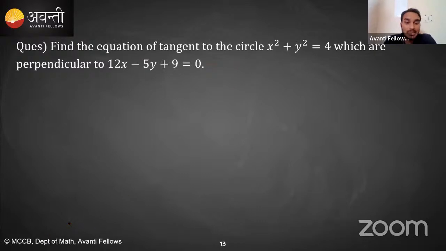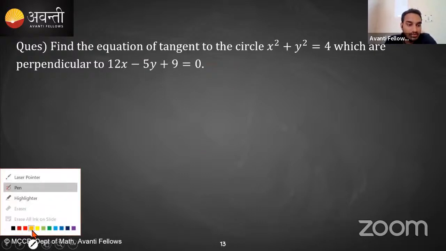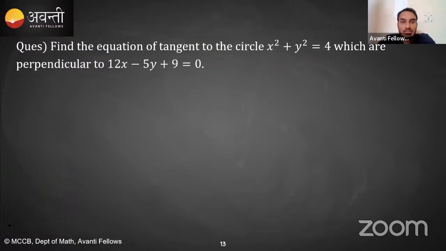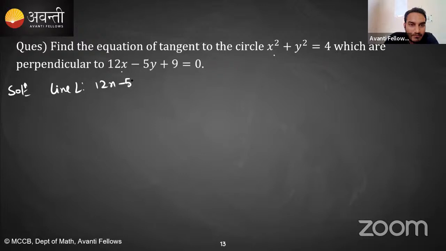So let's say this is one of the questions: find the equation of tangent to the circle x square plus y square is equal to 4, which are perpendicular to 12x minus 5y plus 9 is equal to 0. So it means you have to find the equation of tangent on this circle whose slope is perpendicular to the slope of this line L, 12x minus 5y plus 9 is equal to 0, right?